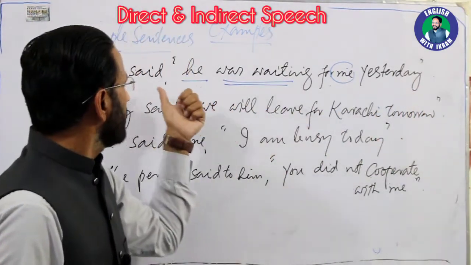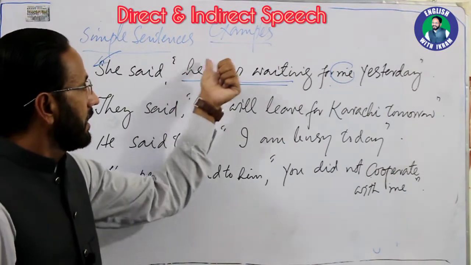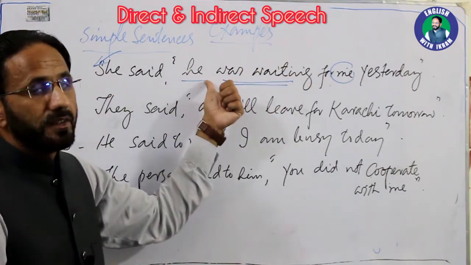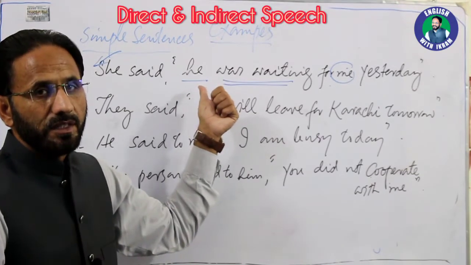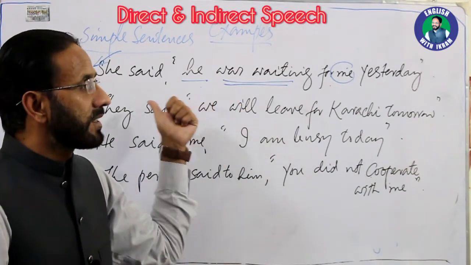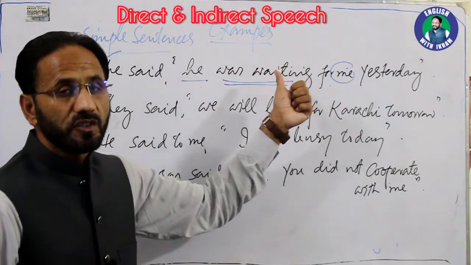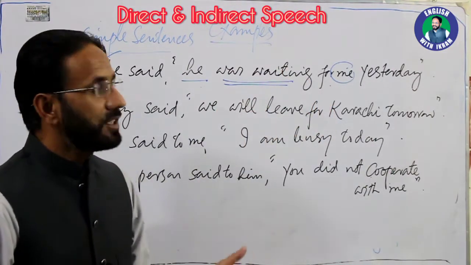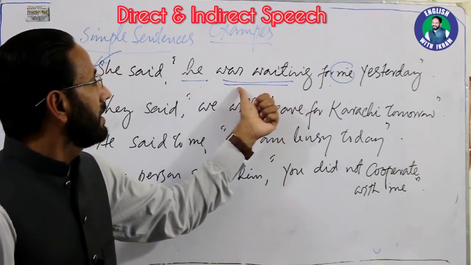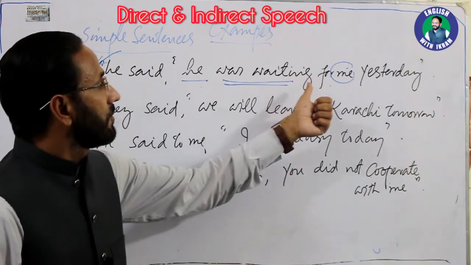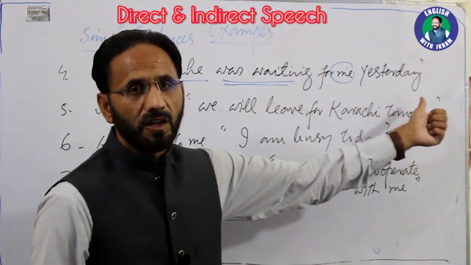Right? First of all, she said, comma is removed, that, inverted commas removed. Then we will come over here. It's third person pronoun, and third person pronouns are not changed. She said that he was waiting. It's past continuous tense. This tense will be changed into past perfect continuous. It will be had been waiting for her the last day. She said that he had been waiting for her the last day.